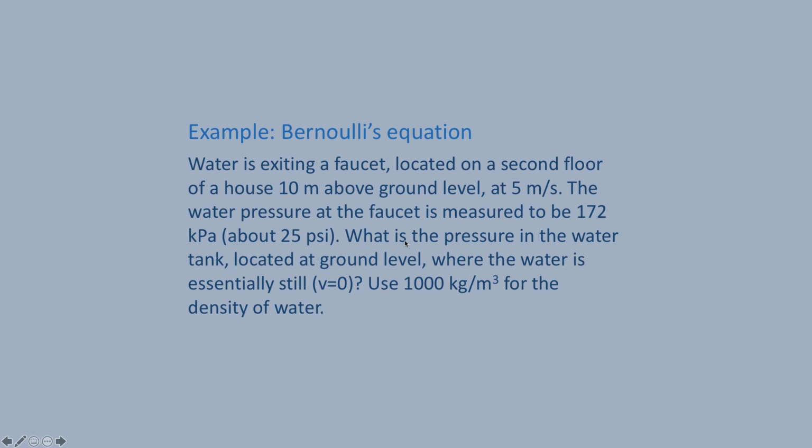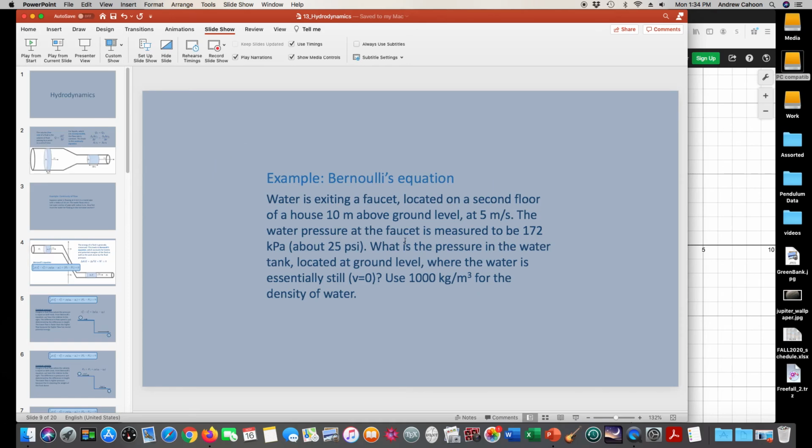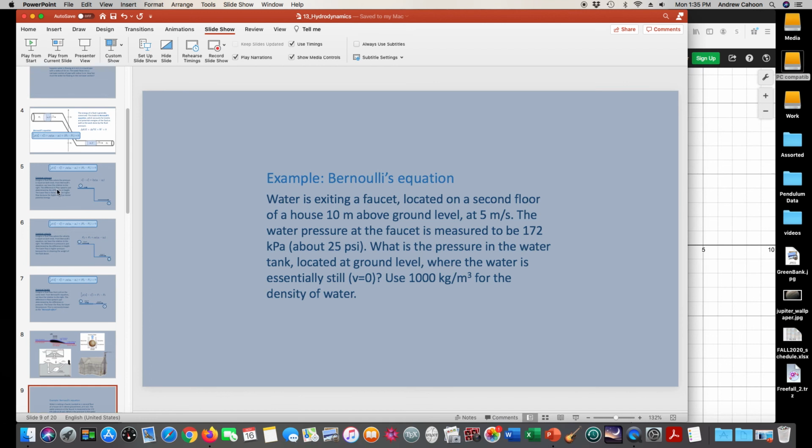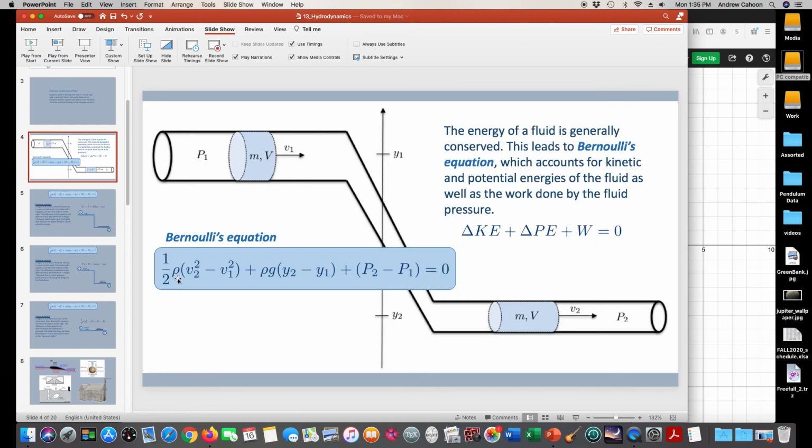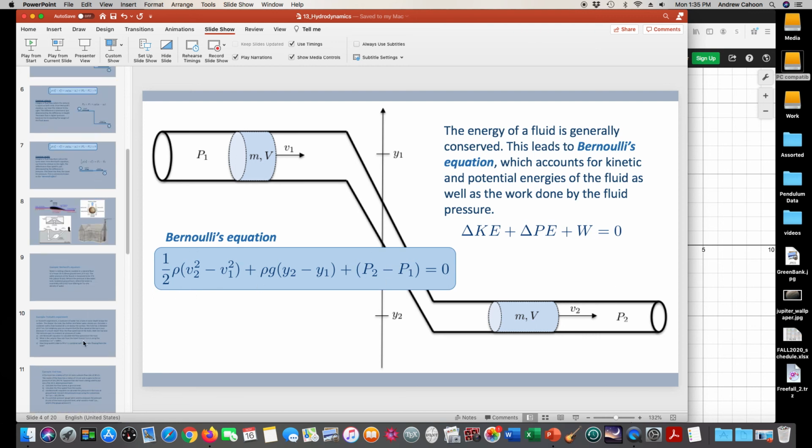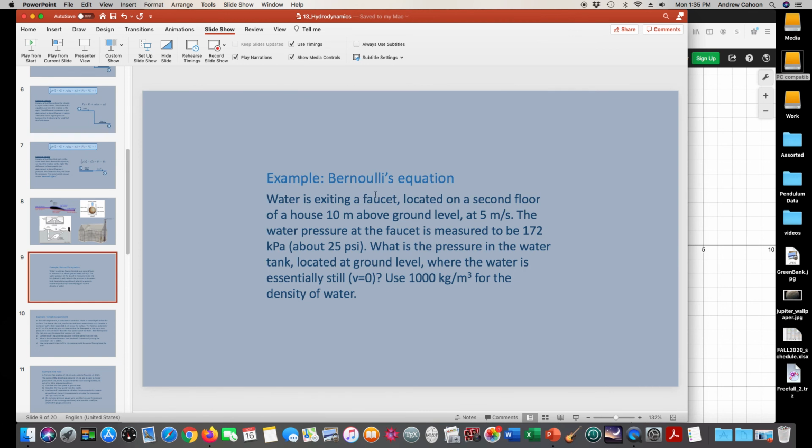All right, so lots of information to use in Bernoulli's equation. Let's go back and look at it briefly. We have the kinetic energy term, 1/2 density times the difference in the velocities squared, plus density times gravity times the difference in height for the potential energy term, and then the difference in the pressures. So back to the example, we have water exiting a faucet on the second floor, so let's call that point 2, and then ground level will be point 1.